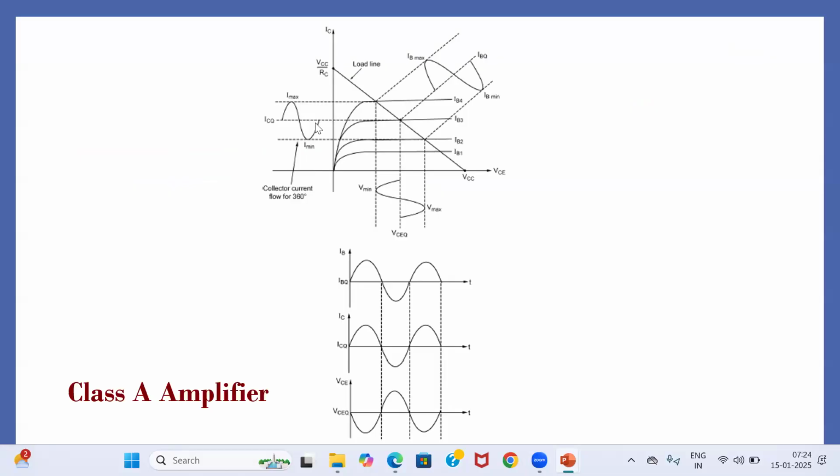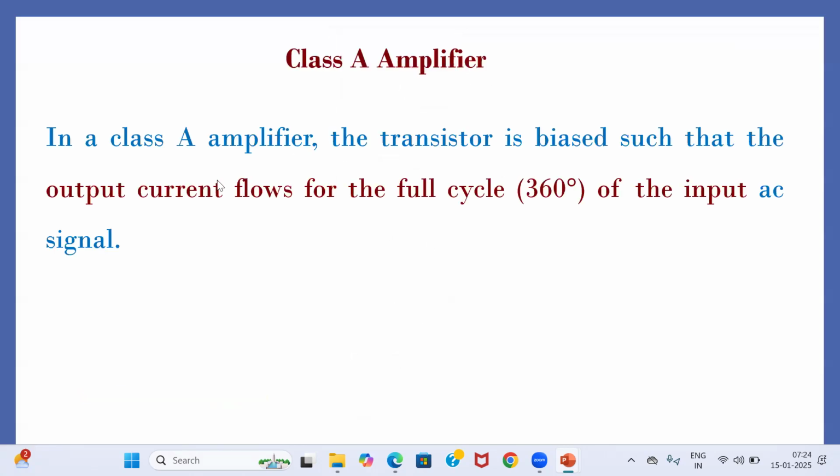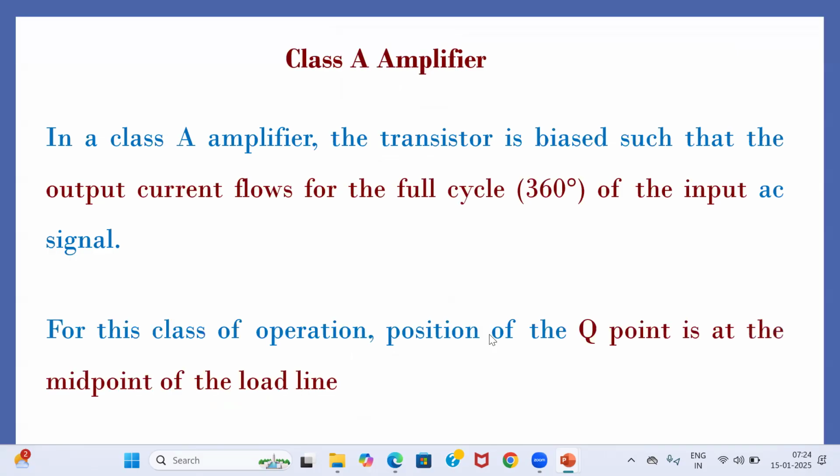See the collector current flow. It is plotted on the output characteristics of a BJT, IC versus VCE, and the load line is drawn on the characteristics. The Q point lies at the midpoint of the load line, so you get the full cycle of the signal. Such a power amplifier is known as class A. Full output current flows for the full 360 degrees of the input AC signal. Based on the type of class A amplifier, the efficiency is going to be 25 percent or 50 percent.